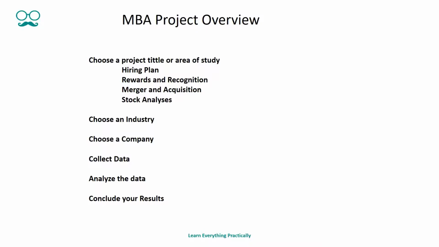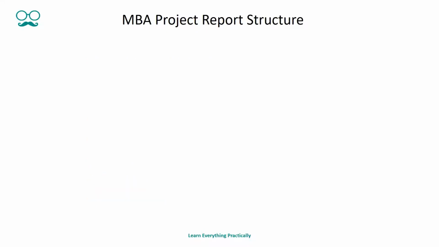Now let us see what an MBA project report will look like. An MBA project report structure has many parts, but basically it consists of the following structure: Chapter 1, Chapter 2, Chapter 3, Chapter 4, Chapter 5, and references and appendix. These are the major components or chapters. Now let us understand what each chapter will have.